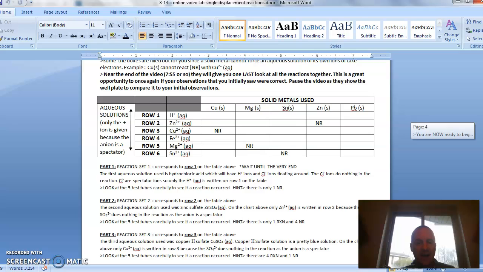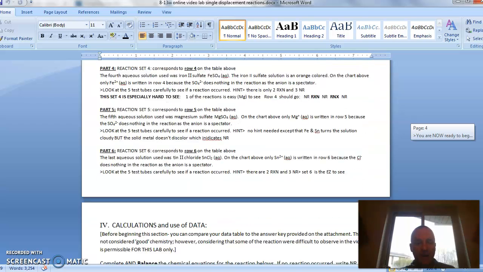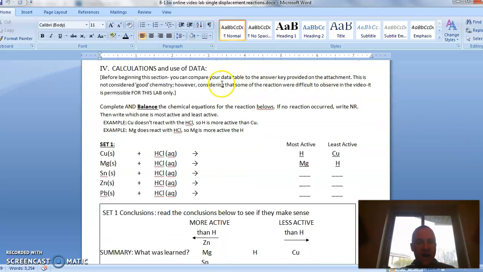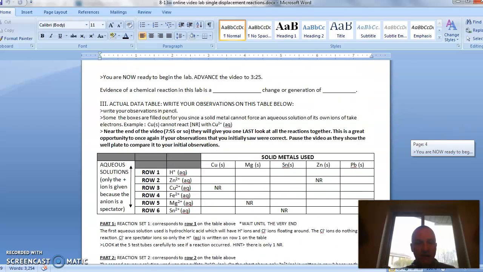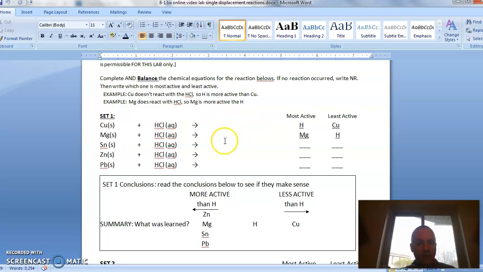Some of them are very difficult to interpret. So at the end of the lab, before you actually start your conclusion in your lab write-up, I will post tomorrow a table which gives what should have happened, so that you can compare what you saw to what should have happened. And that will help you when you get to your data and calculation section of the lab, which is right here. So what you'll do is, if you see a reaction happen, you will write the balanced equation for it. If you did not see a reaction happen, you would write NR, no reaction.